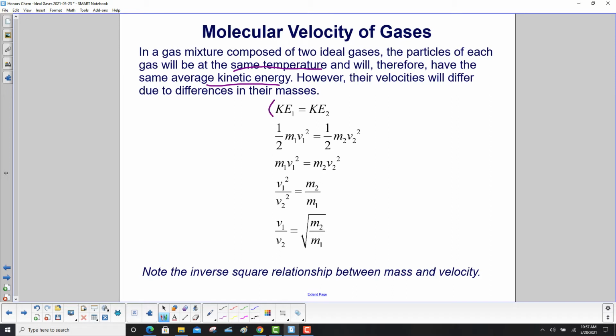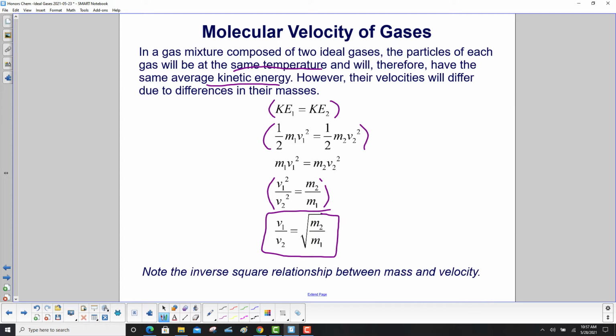However, their velocities will differ due to differences in their masses. So we have kinetic energy 1 equals kinetic energy 2. Those are the two different gases. Substitute in our kinetic energy formula that hopefully we learned from physics. Multiply both sides by 2, and then do a little cross multiplying so we can get the relationships of the velocities and the masses. Take the square root of both sides, and you have v1 over v2 is the square root of m2 over m1.